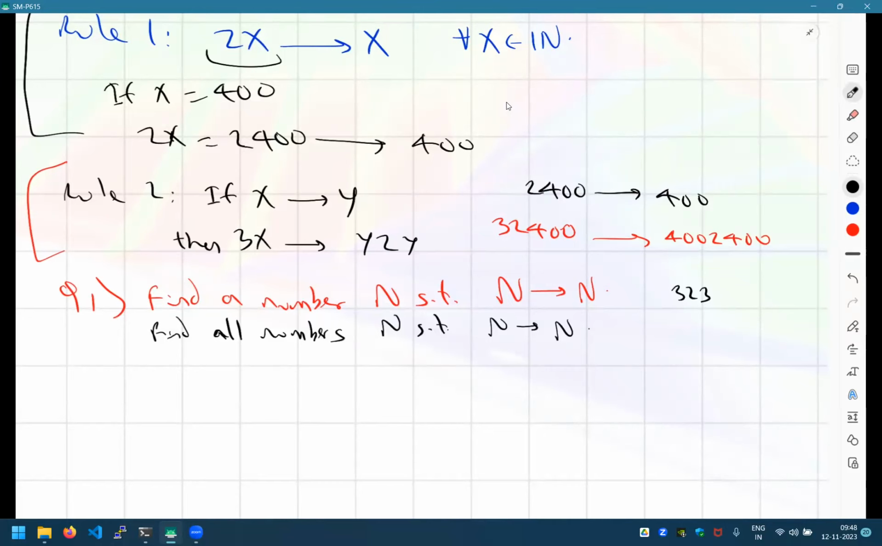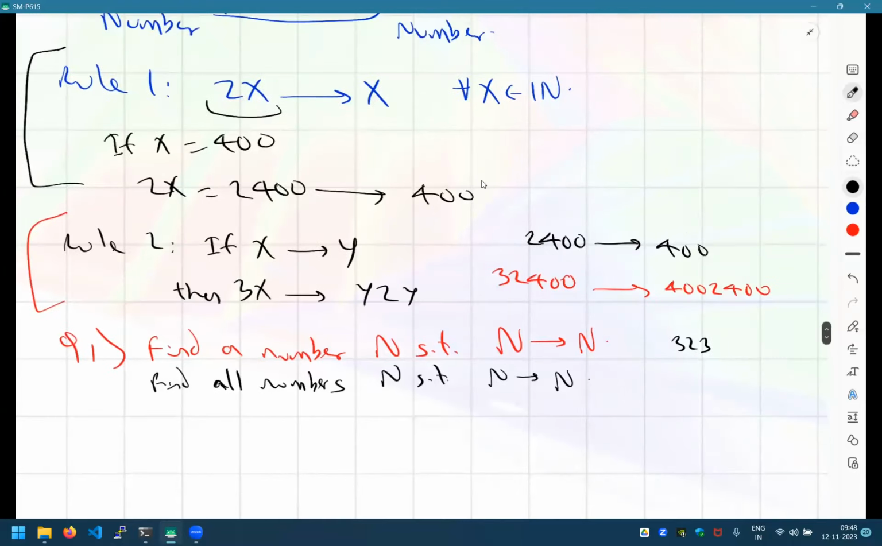I had a question about the rules. Yes, go ahead. In the first rule, suppose if we put 203, then we'll get 03. We consider the 02, right? We consider the zero also because we are working with pure strings.